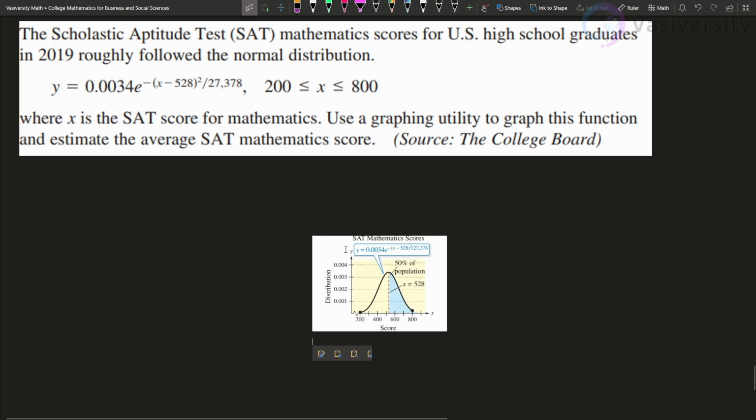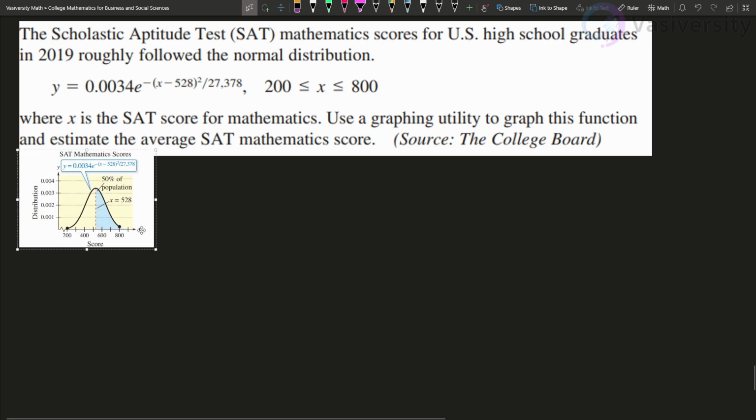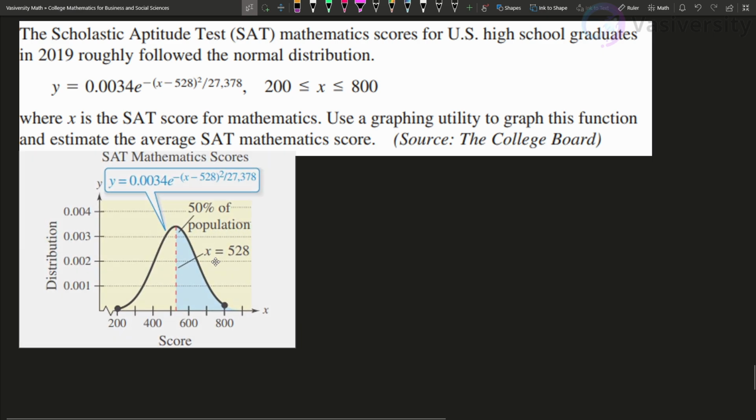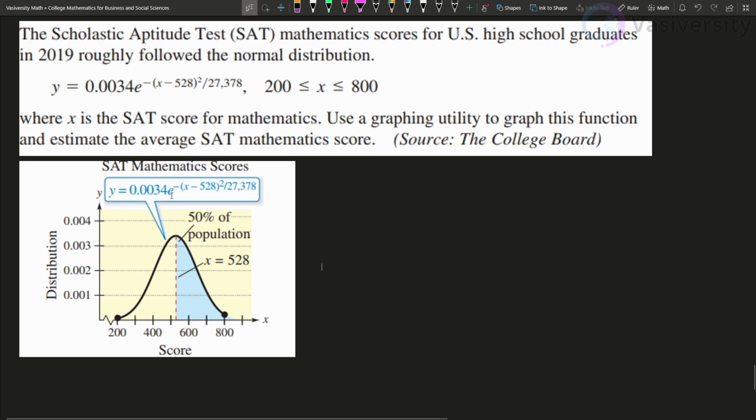Essentially here would be the graph of the SAT scores. That would be the model that is provided right here, where x is the SAT score for mathematics. We can use graphing utilities to graph this function, and here it is. Here, we are looking for the area under the curve. The area under the curve tells us the percentage of people who scored above a certain number. So the higher the percentile, the better the score.